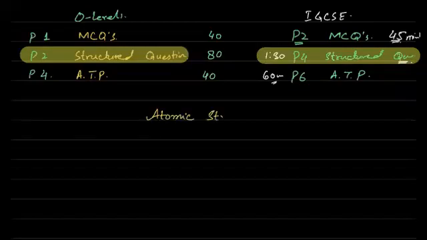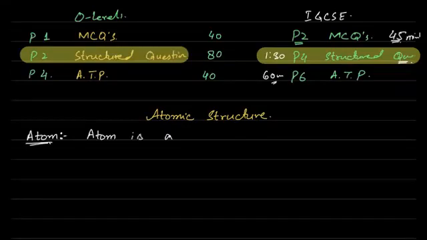Okay, let's start with the atomic structure. What is the atom? Any idea about the atom? Is an atom a small particle or the smallest particle? You guys can open your mic, don't worry. Okay, now atom is a small particle which is the base of matter. Each and everything in this universe which exists is made up of atoms.